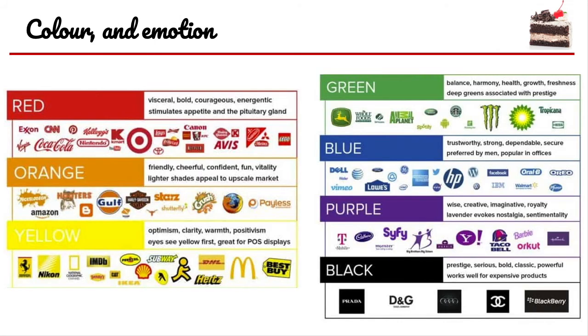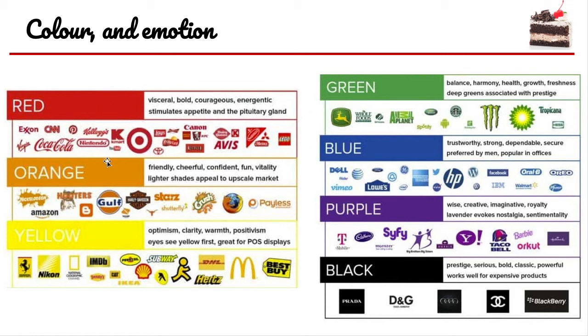Now, I've included this little cheat sheet. This is something I found online as well, about colours. Now, you've all chosen a name and a brand name for your Cake Boss theme. You need to stick to that throughout. But you can see here there's different colours which represent different things, and you've probably seen loads of these logos. Some of them are American brands, some of them are worldwide brands. So if you look here, the red, they've got visceral, bold, courageous, energetic, stimulates appetite.